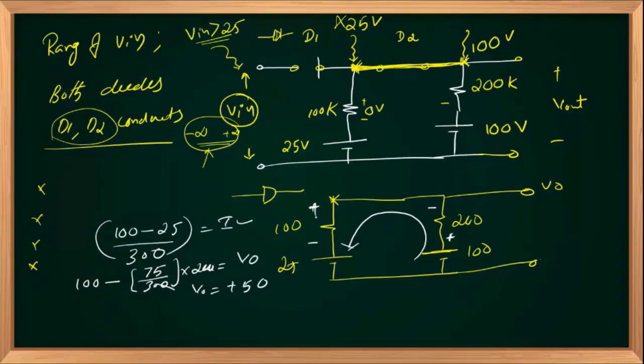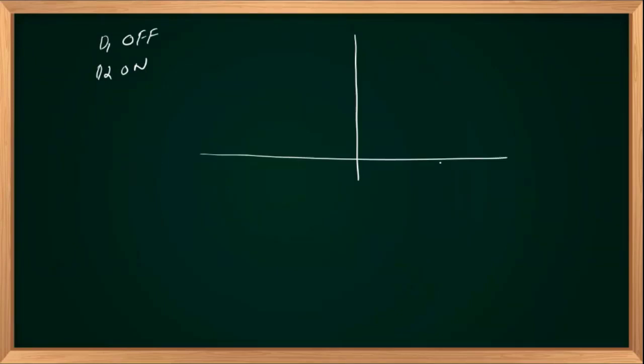Or the other way, 100 multiplied by I plus 25. So V out equal to 25 plus 100 multiplied by I. 100 multiplied by I is nothing but 75 by 300. So this will cancel each other. 75 by 3 is 25. 25 plus 25 is nothing but 50. So both ways, output is plus 50. So when D1 is in off state and D2 is in on state, your output is at 50.